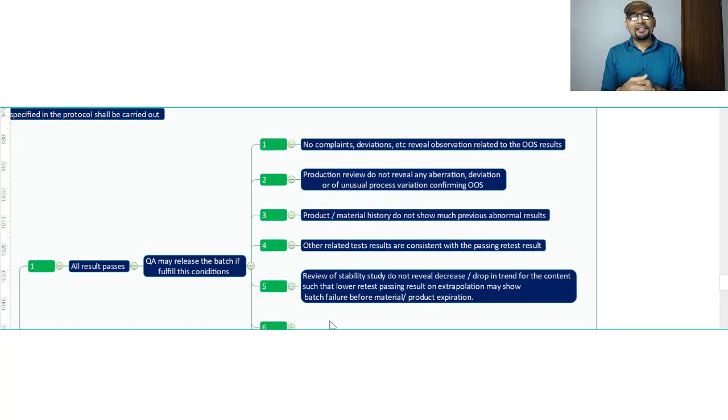A review of stability studies does not reveal a decrease or drop in trend for the content, such that the lower passing result on extrapolation may show batch failure before the material or product expires. So what is the trend analysis during the stability data? For example, if you are dealing with dissolution, and your dissolution is meeting right at the border, let us say your limit is not less than 75%, and you are getting exactly 76% or 78%, now what is the trend you found during the stability analysis?